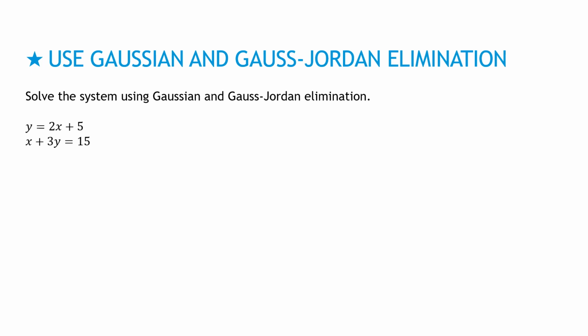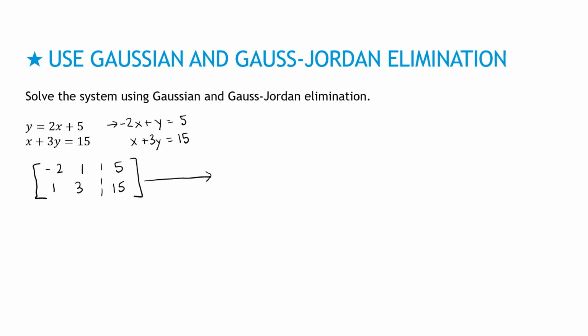Again, the first thing I need to do is make sure that these are in the proper format. So this is negative 2x plus y equals 5. And this guy is already in the right format. And that means my first matrix is negative 2, 1, 5, 1, 3, 15.